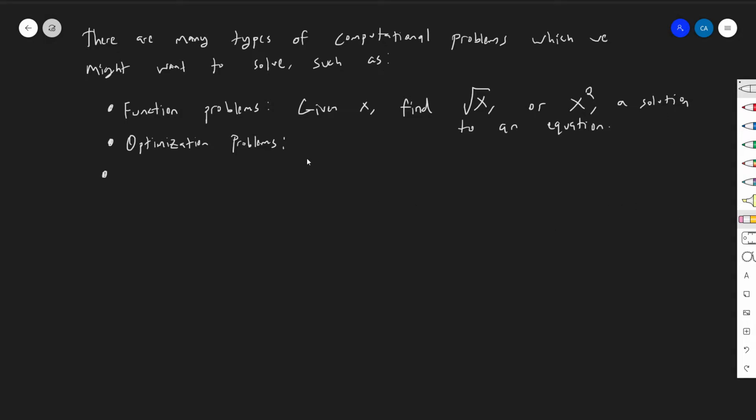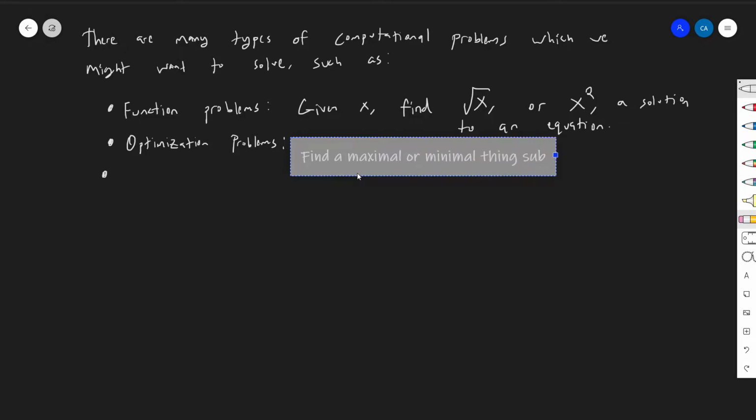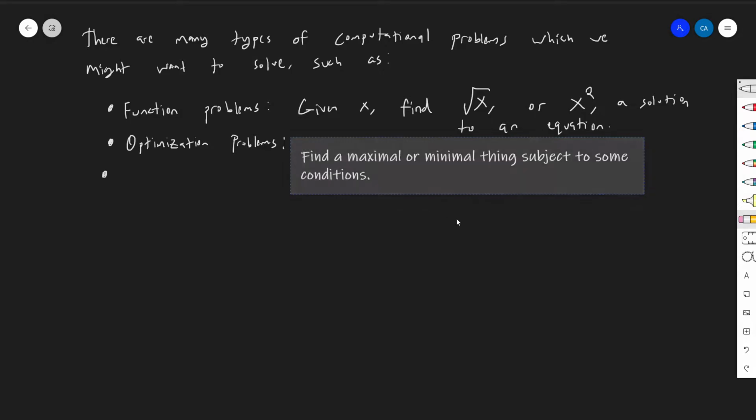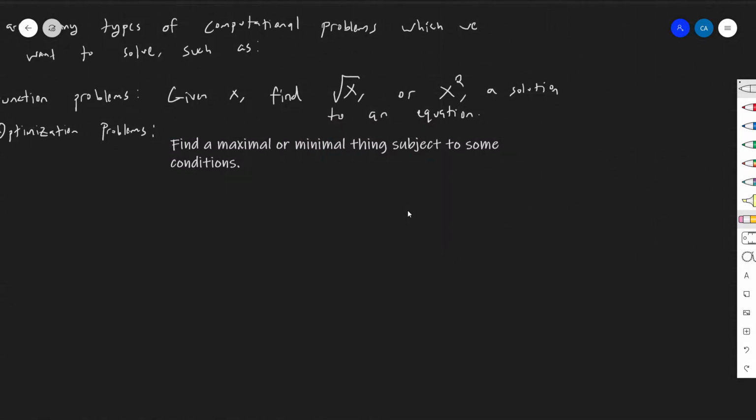Another kind of computational problem would be optimization problems, and these are pretty popular. So basically, find a maximal or minimal thing subject to some condition. So that's a little abstract. Maybe the most famous example of an optimization problem is the traveling salesman problem. I'm not going to write it out in detail, maybe I'll just explain the traveling salesman problem.